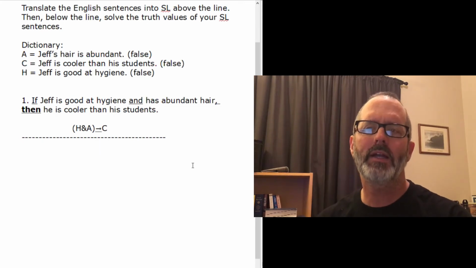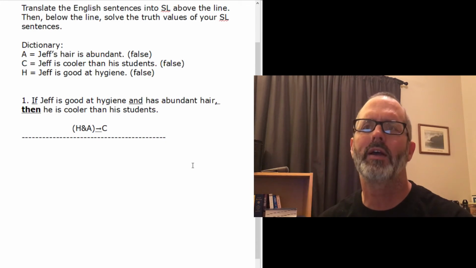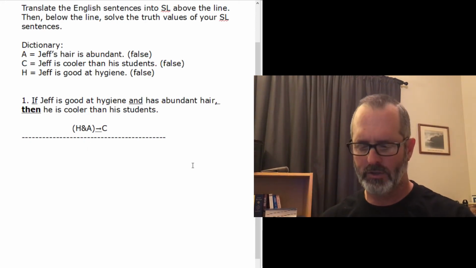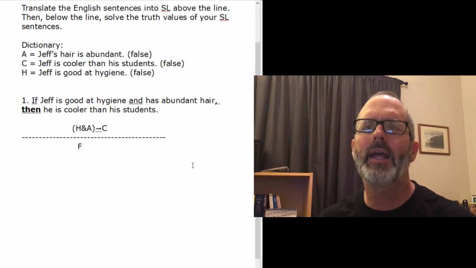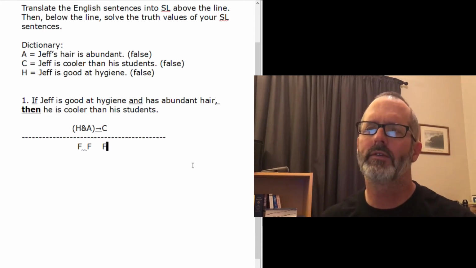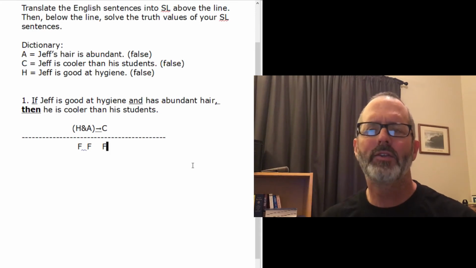Then I look at my dictionary because now I'm solving for truth values below the line. I look at my dictionary and I fill in the basic sentence letter values. In my dictionary, it says that H is false. It says that A is false. And it says that C is also false. I tried to use the truth values that you would guess at. Good? So now I solve for my connectives.